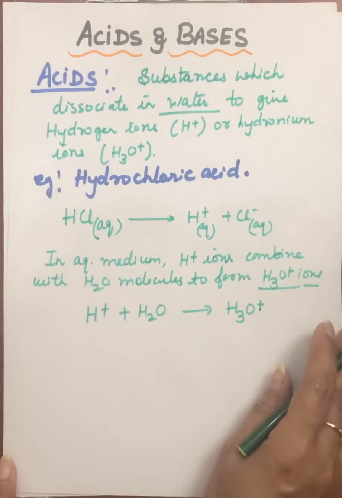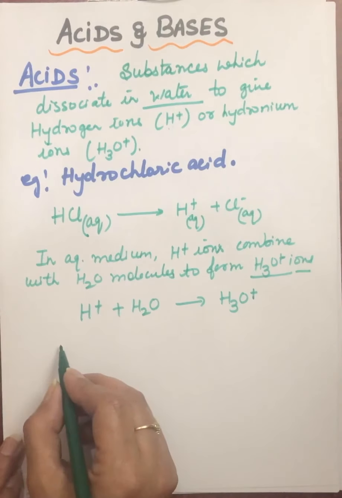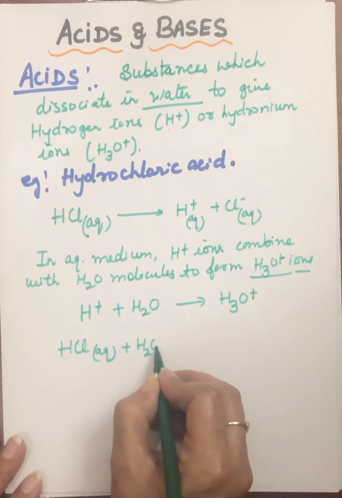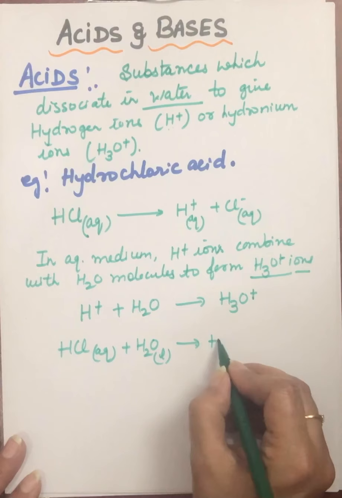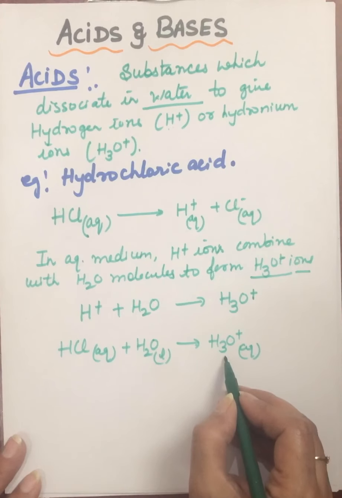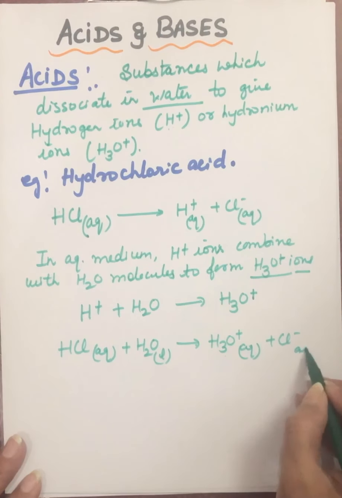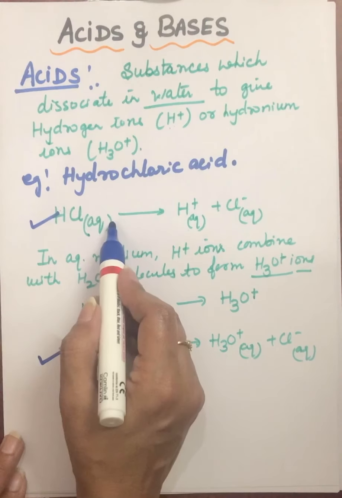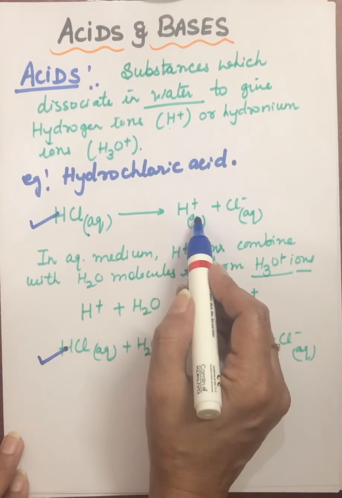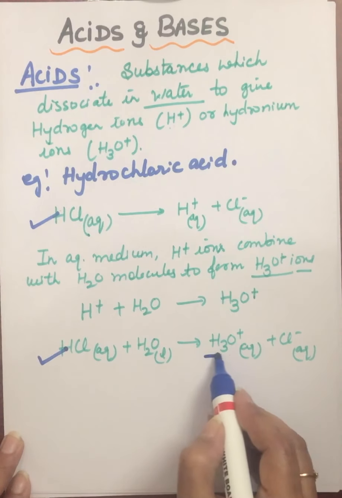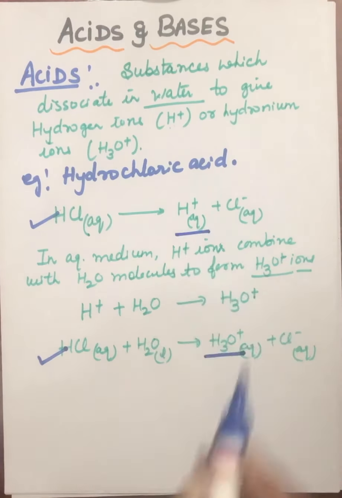If we want to write this reaction, we'll write HCl aqueous plus water, and then here we'll write H3O plus. We will not write H plus as we have written here, but here we'll write H3O plus ions. So both are correct. If we are just writing acid in aqueous, we will write H plus. But if we write acid in aqueous medium plus water, then we are writing hydronium ions. This is the only difference. Otherwise, both the reactions are fine.